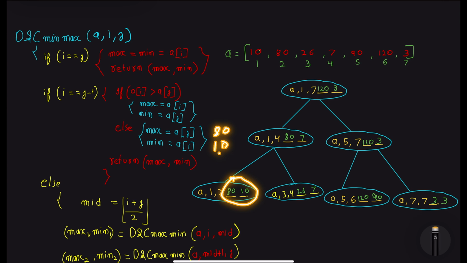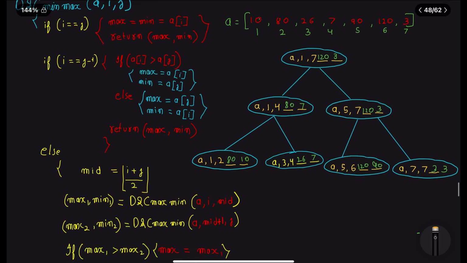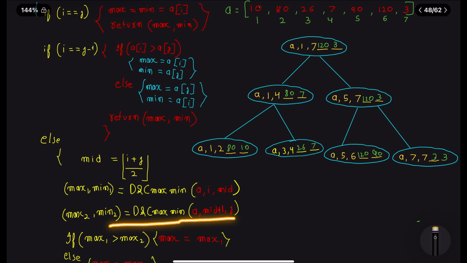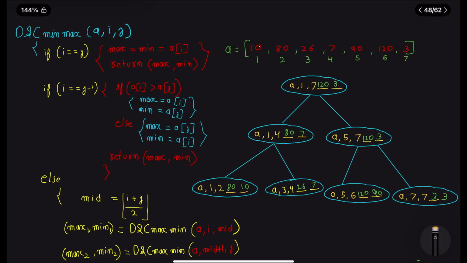Now we move to the next step to find max 2 and min 2. The function is again recursively called, this time for the values a, 3, 4. The first if condition will not be satisfied, so we will move to the second if condition, and here it will be satisfied. 3 is equal to 4 minus 1, and we will go inside. So here a of i is greater than a of j: 26 is greater than 7, so 26 will be the max and 7 will be the min, and we will get the values of max 2 and min 2.